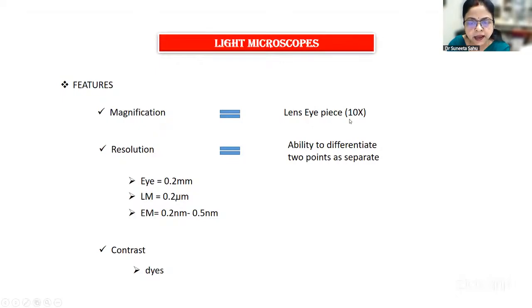Now, the features of the light microscope, as I detailed before, include magnification. The lens eyepiece magnification is around 10x. The resolution is the ability to differentiate two points as separate, as I described before. Now, the naked eye will see around 0.2 millimeter.